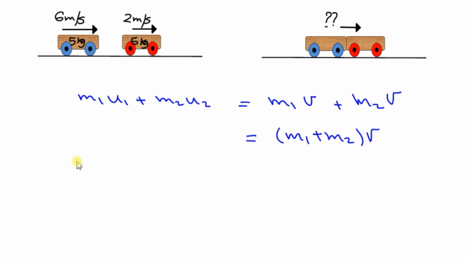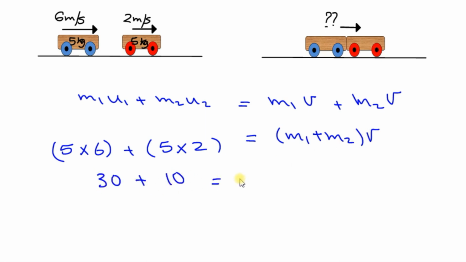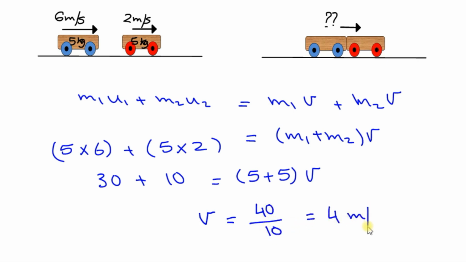And here m1u1, so we have 5 times 6 plus 5 times 2 equals m1 plus m2. So it's 30 plus 10 equals 5 plus 5 times v. So v is equal to 40 divided by 10 equals 4 meters per second, and here all traveling to the right.